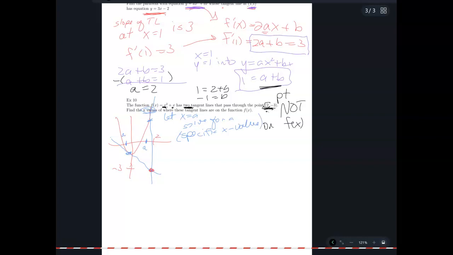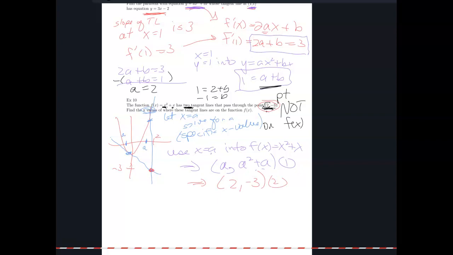Okay, then we're going to use the fact that I know what the equation is. So I'm going to use x equal a in f of x equal x squared plus x. So that means I have the point a comma a squared plus a, right? The x is a, this would be the y value. So that's one point. Another point that is given to me is the other point, 2, negative 3. I know that's on the tangent line also.